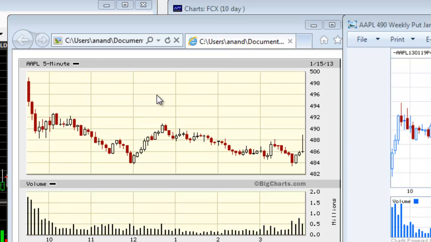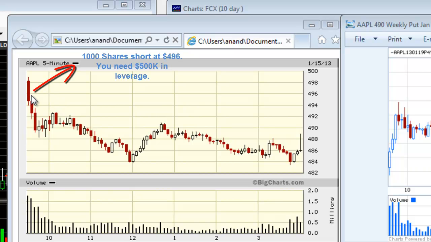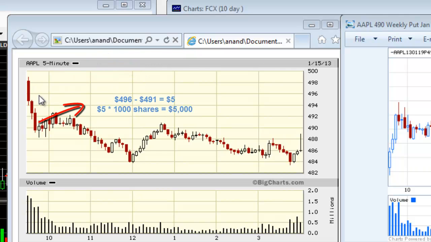And what I wanted to do was show you the difference here between trading equities and trading an option. So just to give you a quick example here, if we shorted 1,000 shares at 496, it would cost you about $500,000 to do so, about 496,000 to be exact. And if you covered it, let's say 491 for a 5-point gain, you'd make $5,000 on an initial investment of $496,000. Now, needless to say, not a lot of us have access to that kind of capital or buying power to be able to make that trade.